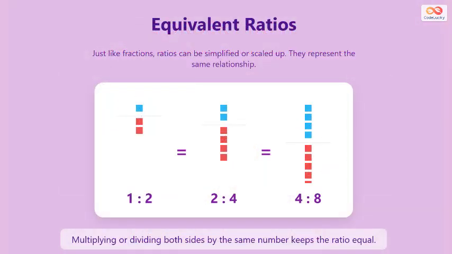Just like fractions, ratios can be equivalent. This means different numbers can represent the same relationship. A ratio of 1 to 2 is exactly the same as 2 to 4, or 4 to 8. You can multiply or divide both sides by the same number to scale a ratio up or down without changing its value.